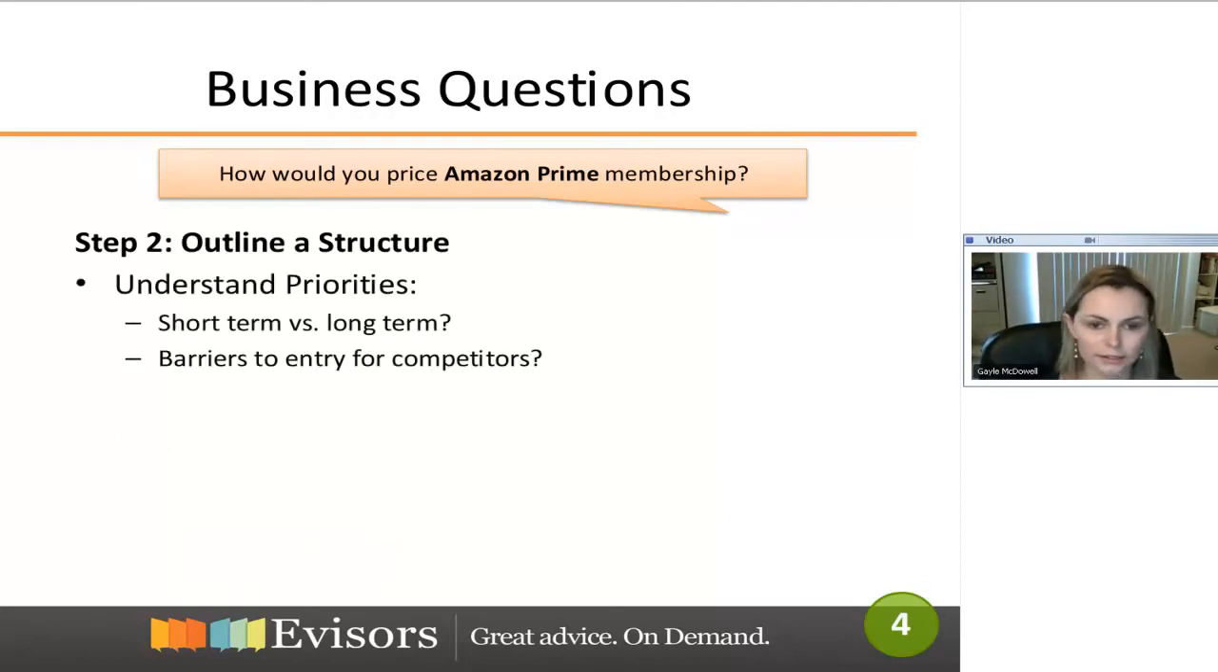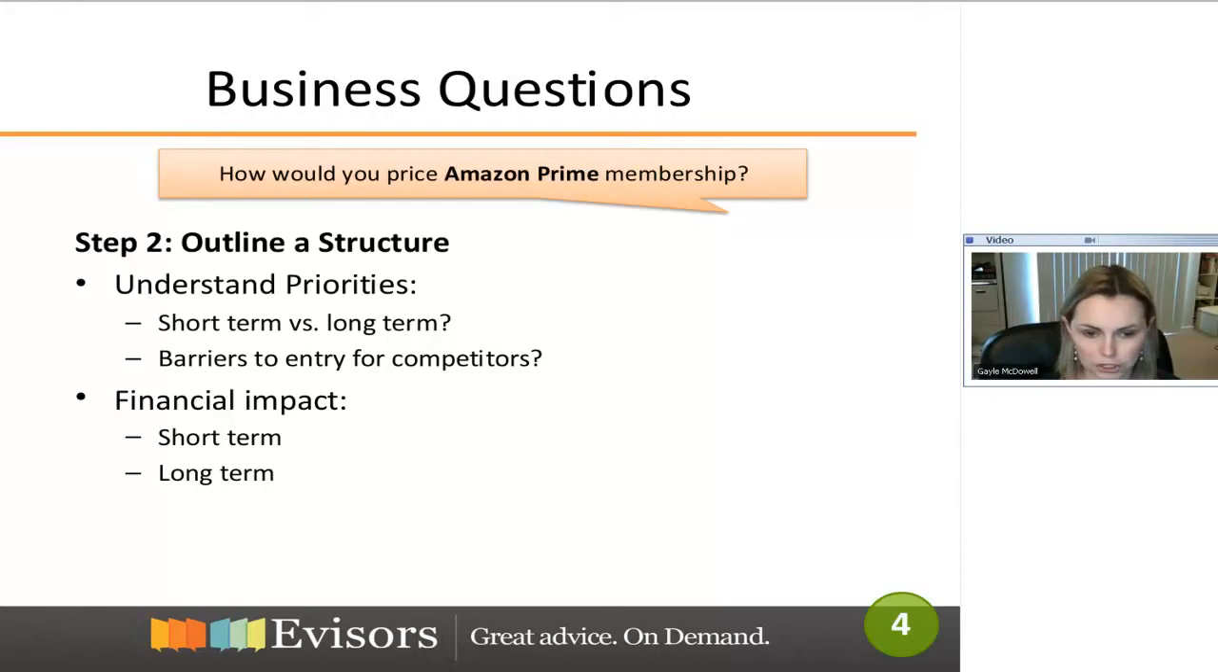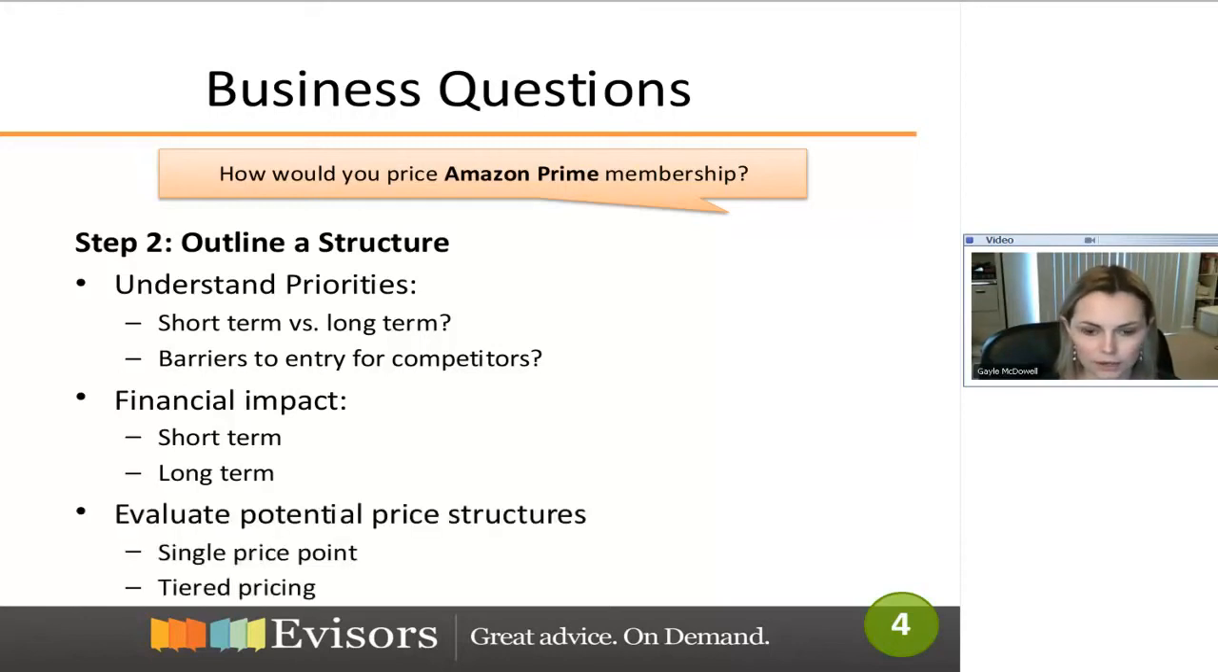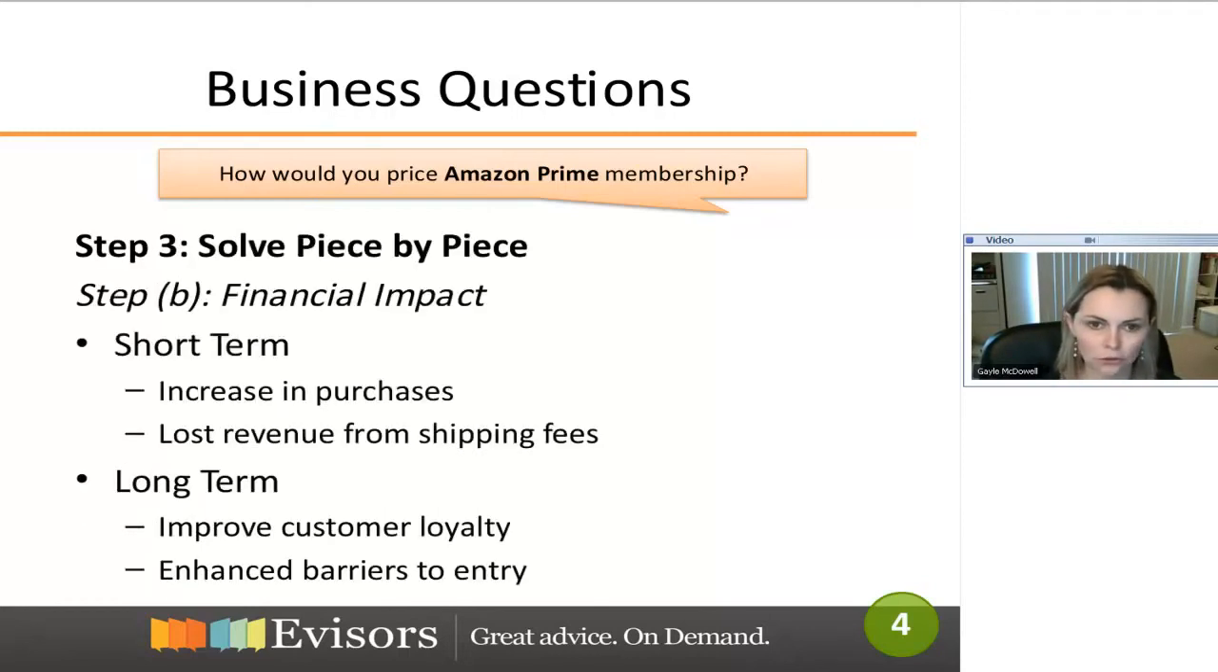Okay, well, first I'm going to understand the priorities and think about the short-term versus long-term, as well as figure out how much you want to prioritize barriers to entry. Next, I'm going to analyze the financial impact of Amazon Prime per user, short-term and long-term. And then finally, I'm going to evaluate potential price structures and discuss in detail the pricing for a single price point versus some sort of tiered pricing. And then you actually go through and solve it piece by piece.